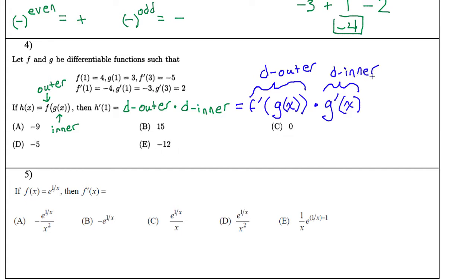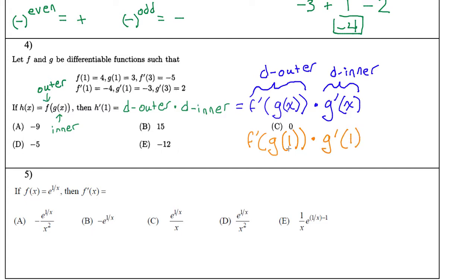Well, now I've figured out what the derivative is. I mean, it looks kind of gross, but there it is. And I'm going to plug in 1. So let's do that. If I plug in 1, I'm going to turn this into F prime of G of 1, times G prime of 1.